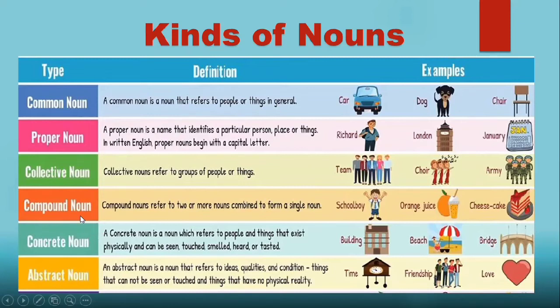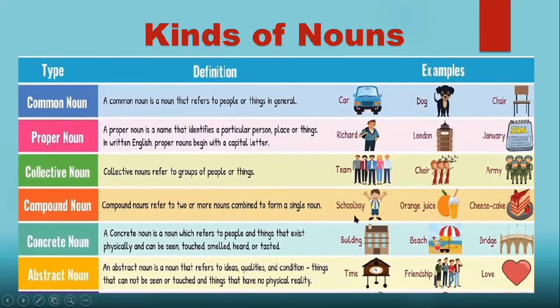Next one, compound noun. Compound nouns refer to two or more nouns combined to form a single noun. When two nouns are actually joining together to say one word, that means it's a compound noun. Schoolboy. Now, school is a different word, boy is a different word, but when I join them together, it becomes schoolboy. So this is a compound noun. Orange juice. Now, orange is a fruit, juice is again a thing. So when I combine them together, it becomes orange juice. Cheesecake. So when I say cheese and cake together, it's a cheesecake.